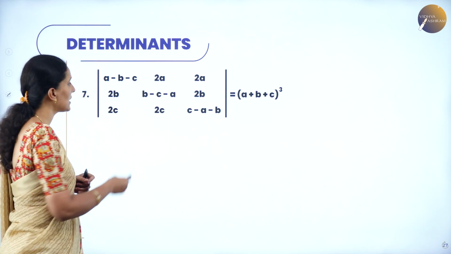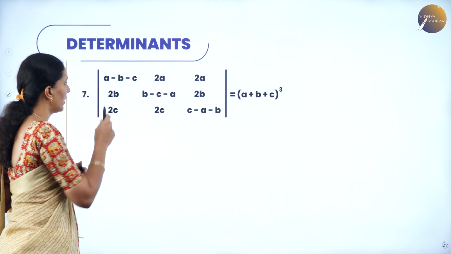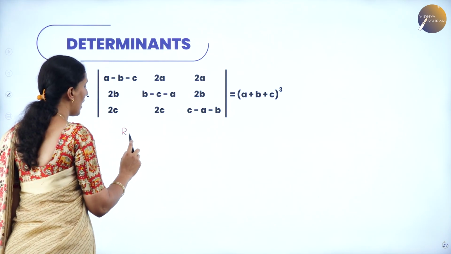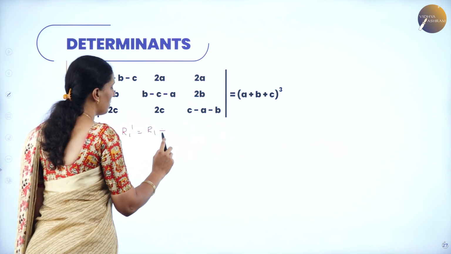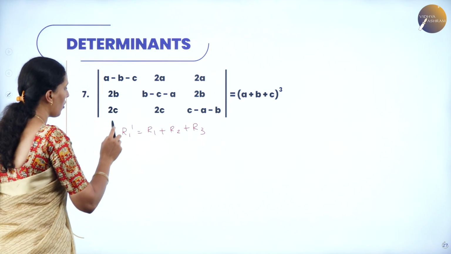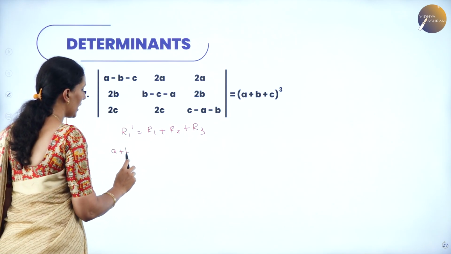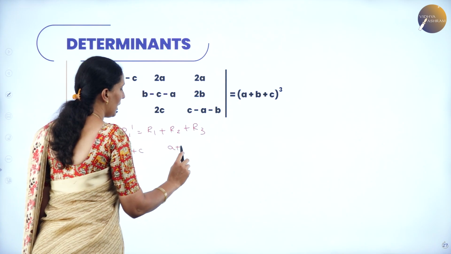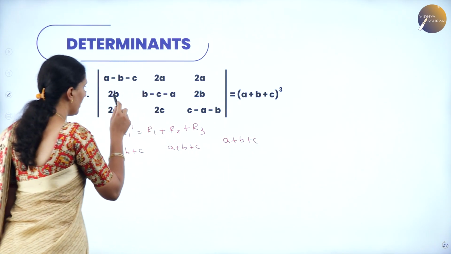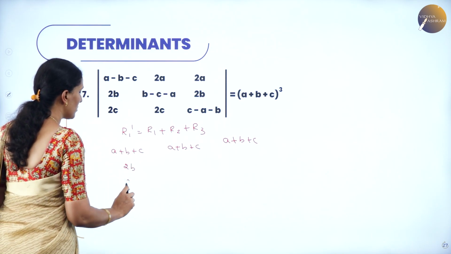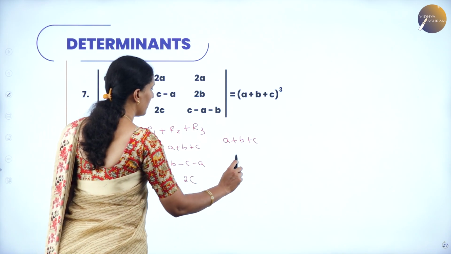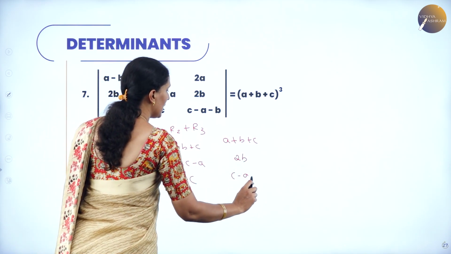So here we can clearly see that when we add all the rows, we can perform an operation for row 1. So let me take R1 dash as R1 plus R2 plus R3. So therefore here when you add all this, the first row will be a plus b plus c, a plus b plus c, a plus b plus c. And write the remaining elements as they are: 2b, b minus c minus a, 2b; 2c, 2c, c minus a minus b.